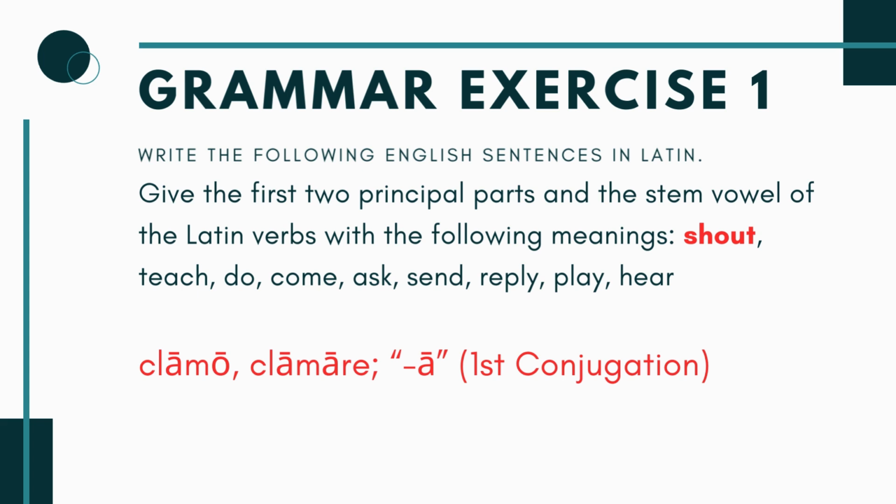Okay, so the first verb is shout. Right, that's what we're looking at here. Now, to shout in Latin is clamo, clamare, right? Those are the first two principal parts. The A is the stem vowel, which means it's first conjugation. That's all you really want to know, right? Just writing the parts and getting the stem vowel.